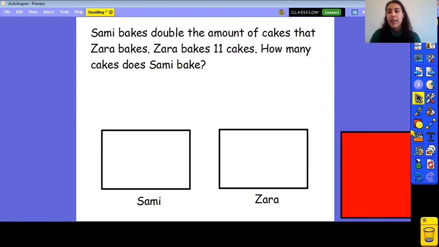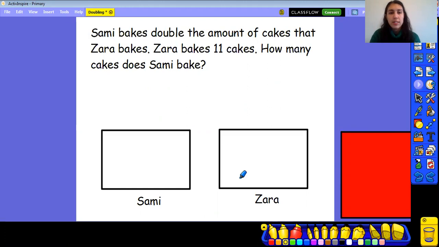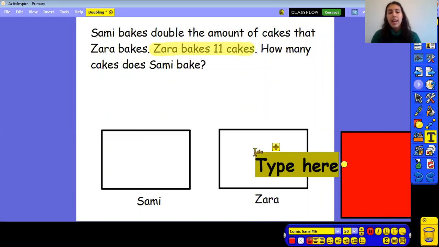Lovely, well done for having a go at that. So let's read our questions. Sammy bakes double the amount of cakes that Zara bakes. Zara bakes 11. So whose amount do we know? Whose amount do we have a number for? Well, 11. Who bakes 11 cakes? Zara bakes 11 cakes. So in Zara's box, I'm going to write that she bakes 11 cakes.